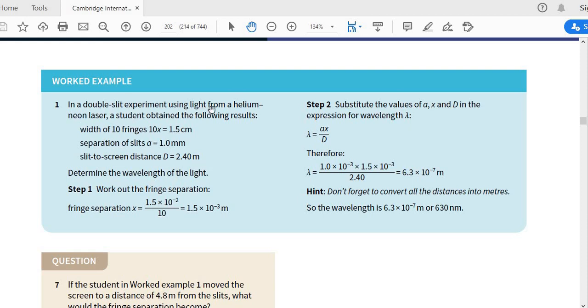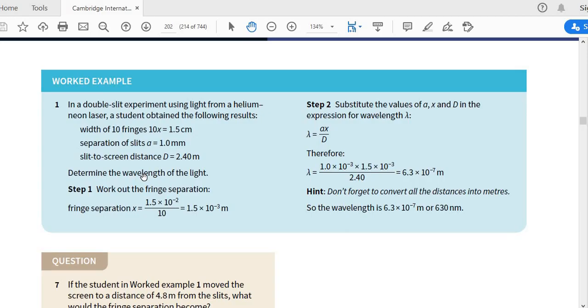In a double slit experiment using light from a helium neon laser, a student obtains the following results. Width of 10 fringes, now they haven't said whether it's dark or bright, 10x is equal to 1.5. Slit separation is 1.0 millimeters, slit to screen distance 2.40 meters. Determine the wavelength of the light. Work out the fringe separation.